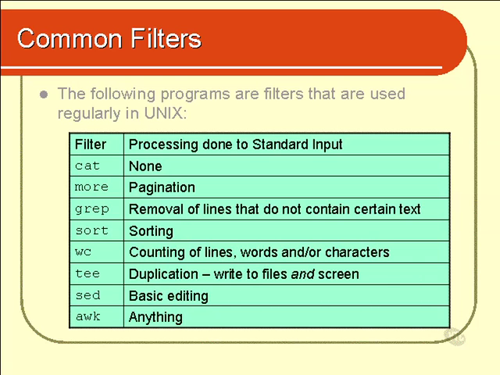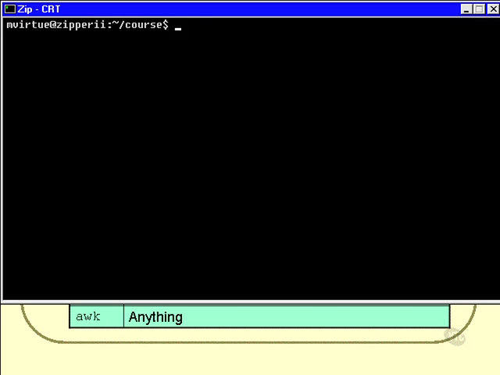grep is next. Actually, grep is such a useful filter that I'm going to devote an entire module to that. That will be in the next module. So moving right along, sort. Sort can be used to sort the output from another program, or it can also be used to sort the contents of a file. Let's look at both of those examples.